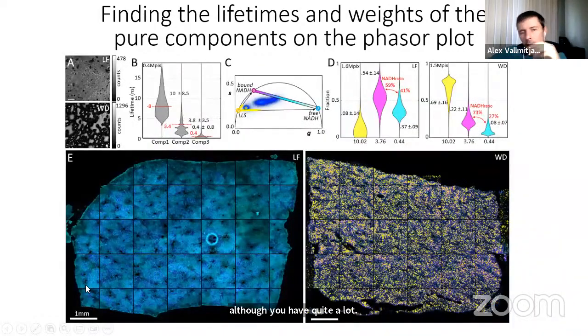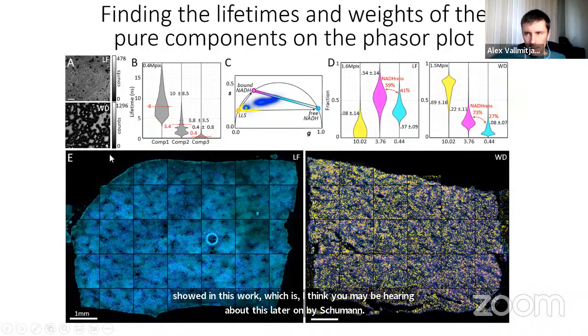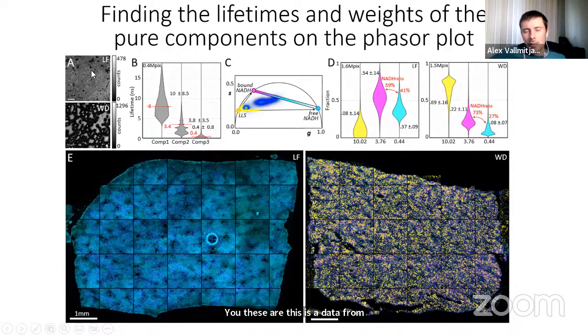And this is the other set of data that we showed in this work, which is, I think you may be hearing about this later on by Suman. This is a data from a collaborator that they have mice that have been fed low-fat diet and Western diet, high-fat intake. And they showed that there is a long lifetime species component in these sets of images due to the presence of this fat in the data.